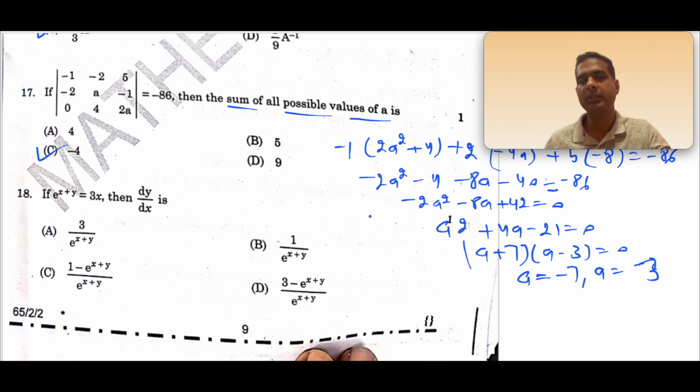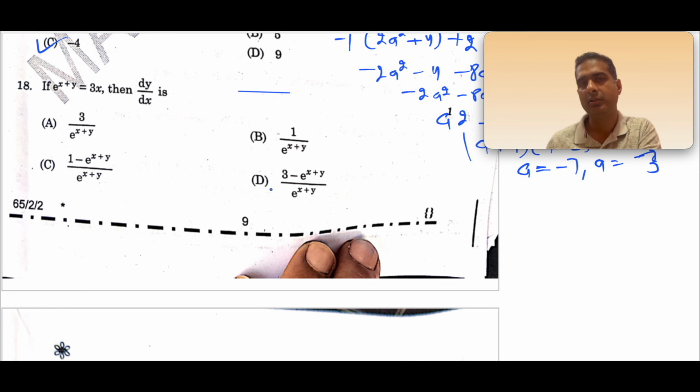Question number 18, e raised to power x plus y is equal to 3x, then dy by dx. So we have to find out dy by dx, and if we check the options, each option contains e raised to power x plus y, so we don't need to convert this using logarithm. So let us differentiate it directly.